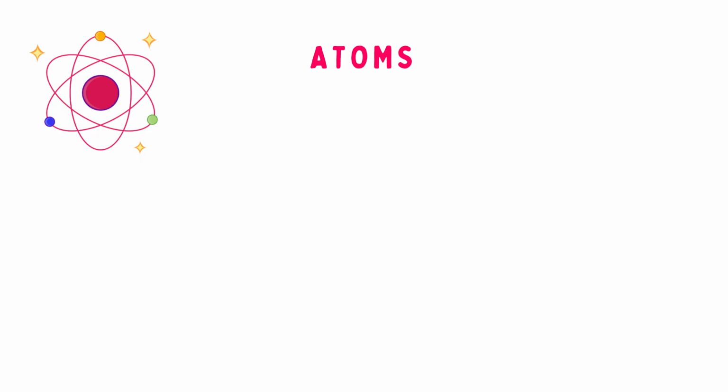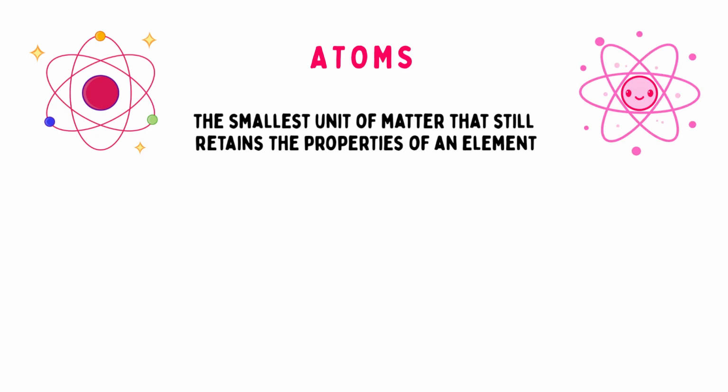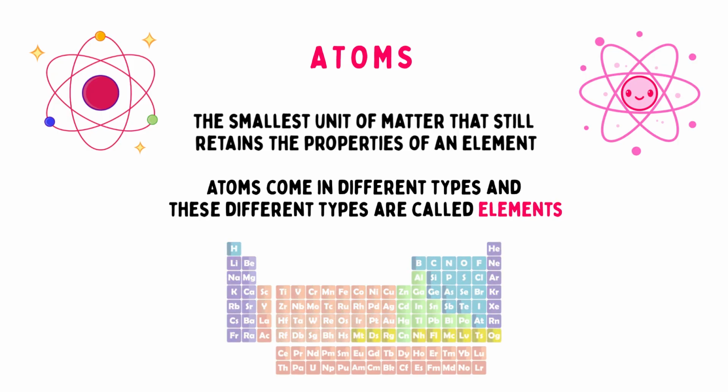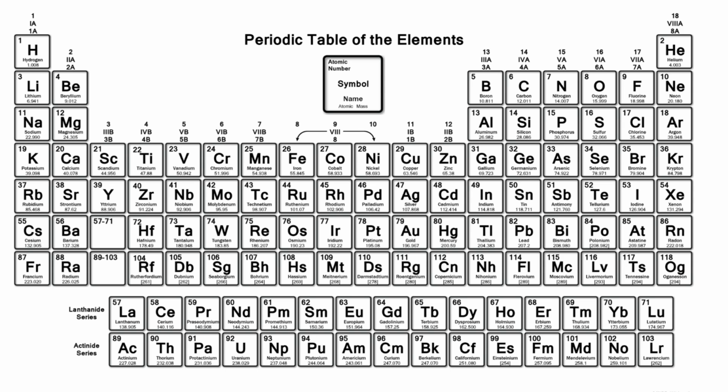One important thing to note about atoms is that an atom is the smallest unit of matter that still retains the properties of an element. That means atoms come in different types, and these types are what we call elements. The periodic table is a chart that organizes all known elements. For example, hydrogen is an element made of hydrogen atoms. Oxygen is another element made of oxygen atoms. The atom that makes up oxygen is different from the atom that makes up hydrogen, and that difference is what gives each element its unique properties.